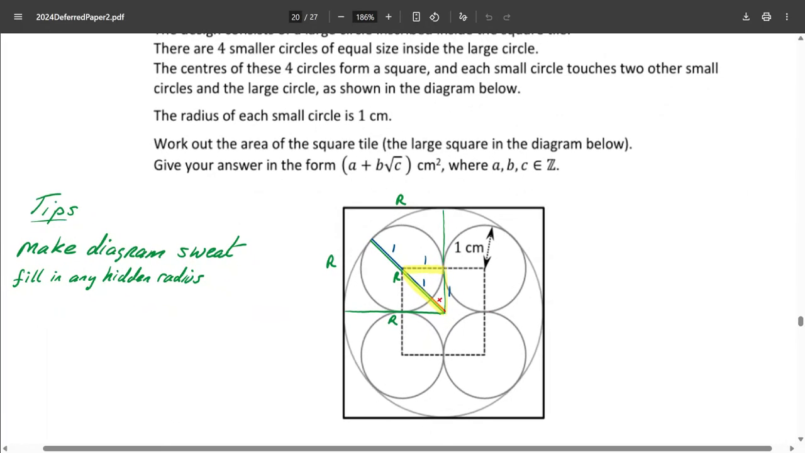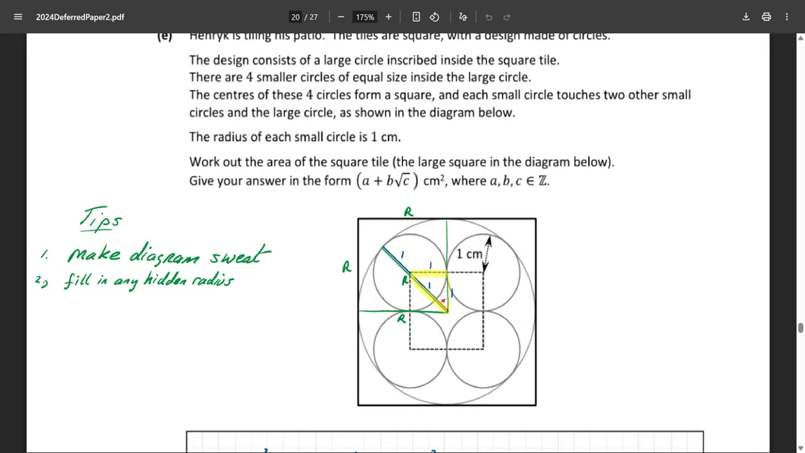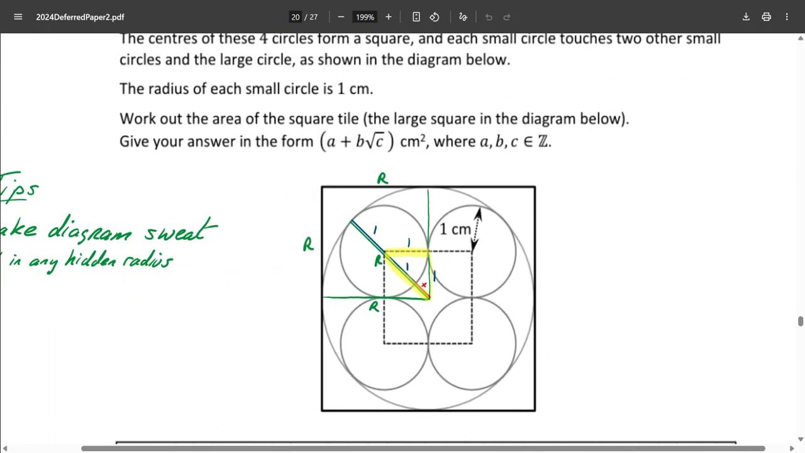Now, here's the whole point of the question, of course, to get the area of the square tile. In other words, if we could get the length by the width. As a matter of fact, it's a square, so just get the length. Or even better again, we'll see that it's a radius, as it turns out in a minute. Okay, so another good tip for these kind of questions, first of all, as I've always said in paper 2, and I've said it in other videos, make the diagram sweat. Make the diagram do all the work so you don't have to, basically, as much as possible anyway.